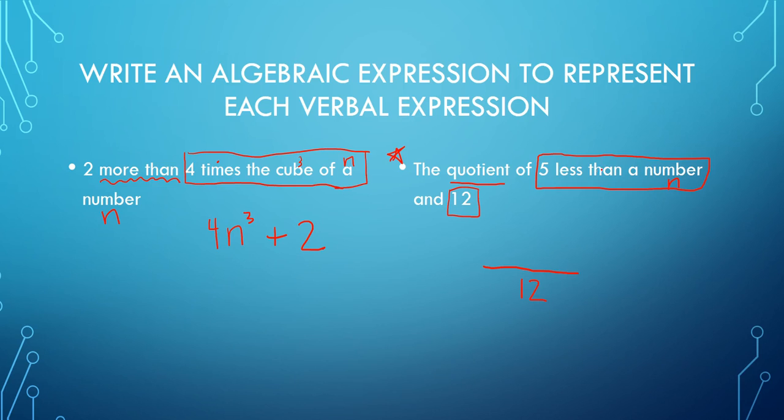And then 5 less than a number. So we want to take 5 away from something. So the minus 5 would actually go at the end, and we're taking that away from n. So be careful with less than. It's taking it away from something, so it goes after that. So we end up with n minus 5 over 12.